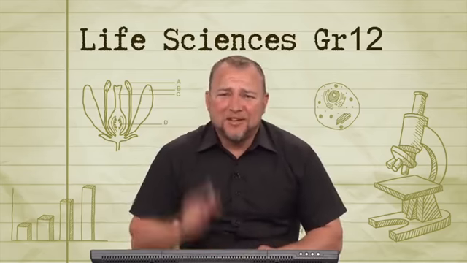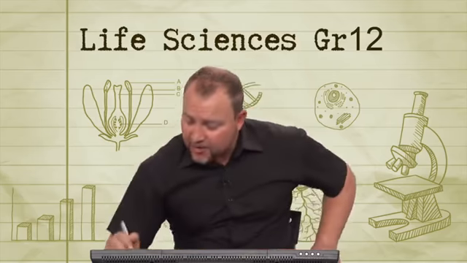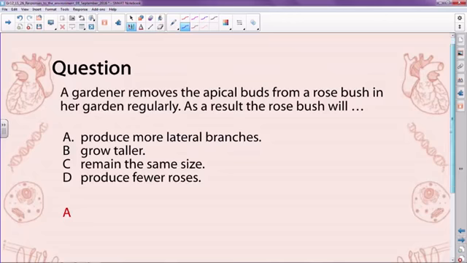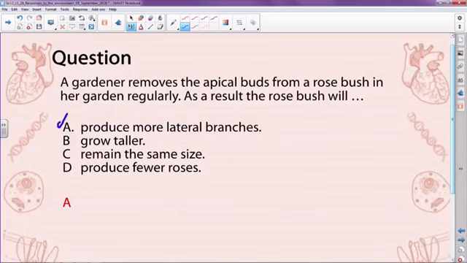I know you're sitting there saying, please, man, this is basic stuff. Okay? It is. Let's have a look. Same question, and there's your answer. It's definitely going to be A. Okay, let's have a look why. You had to choose one. First one, A, of course, was produces more lateral buds. B, grows taller. It can't grow taller.